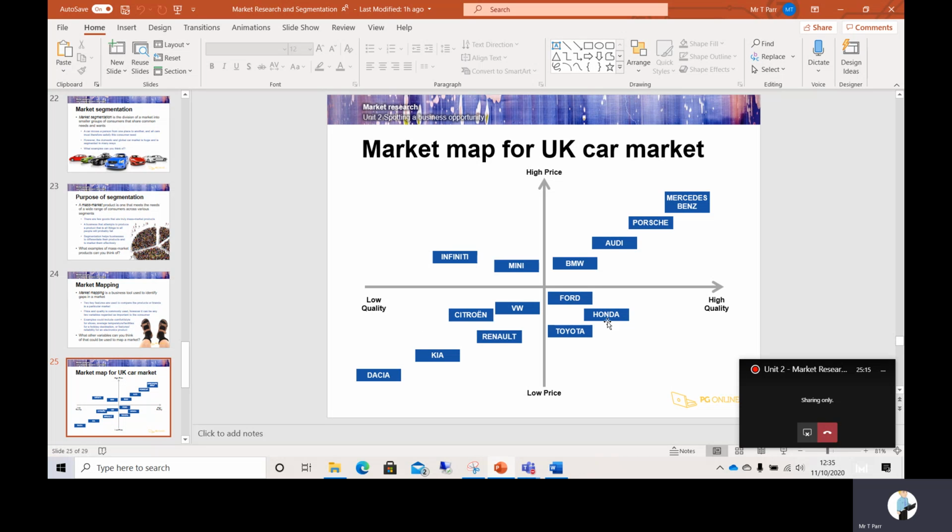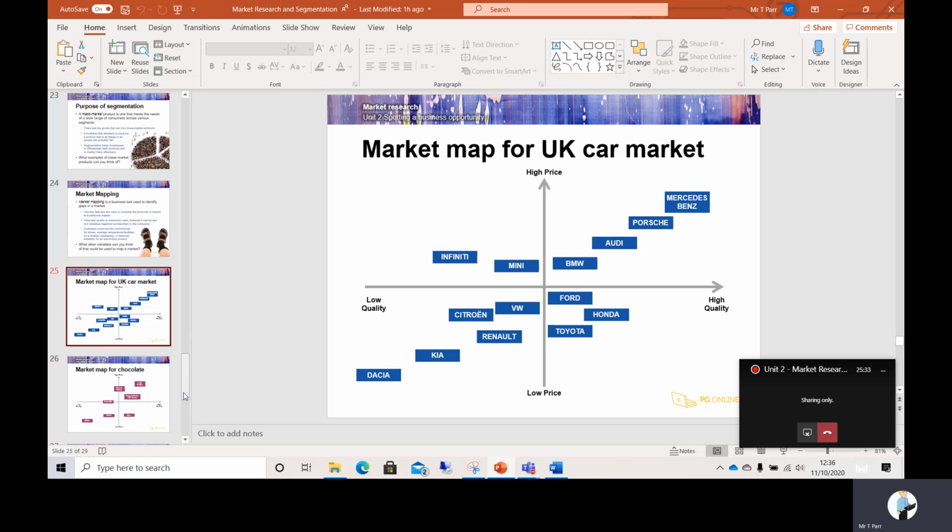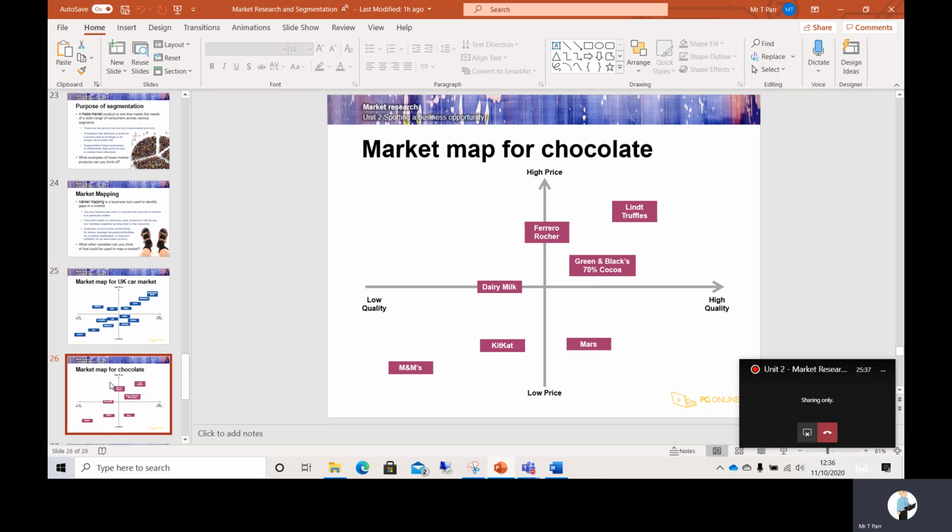You can see a lot of them here are competing in this particular area, and depending on your perception of cars, you might think, well, the market's what's called flooded. So that's how you can use a market map to identify, well, generally also your customers' perceptions of these brands as well. Let's use another one as an example: a market map for chocolate.